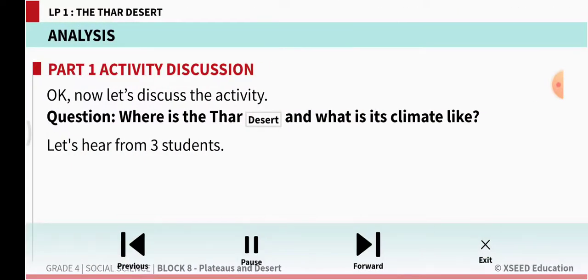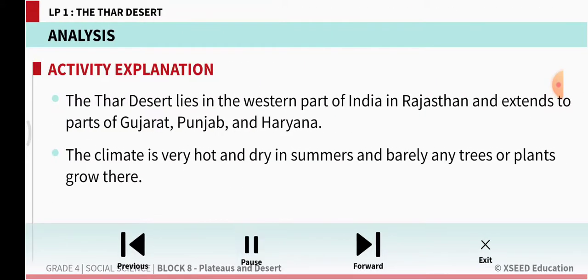Where is the Thar Desert and what is its climate like? Now tell me students. The Thar Desert lies in the western part of India in Rajasthan and extends to parts of Gujarat, Punjab and Haryana. The climate is very hot and dry in summers and barely any trees or plants grow here.